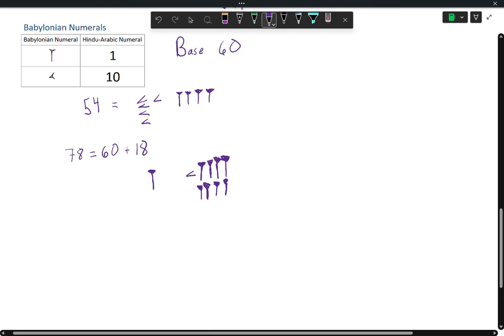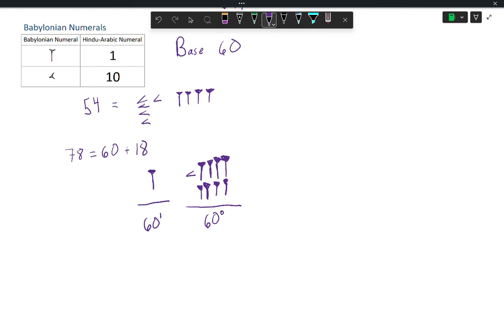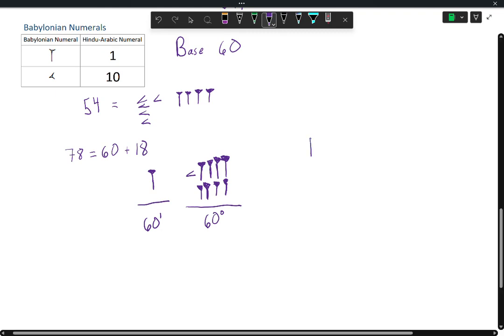So notice this is a place value system. This place represents 60 to the first power, and this place represents 60 to the 0th power, or in other words, ones. So this makes Babylonian notation really interesting. So let's say we had something like, let's do this. So here's 3 Babylonian 1s, a space, and something like this.